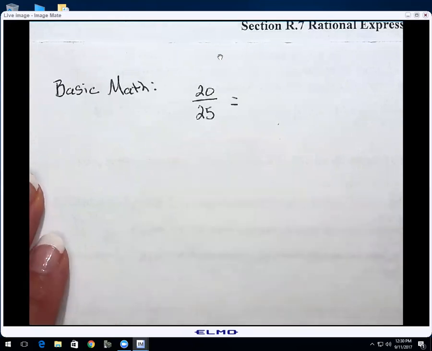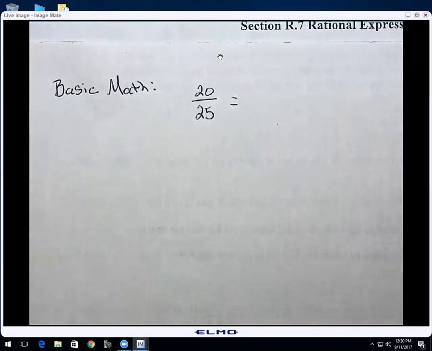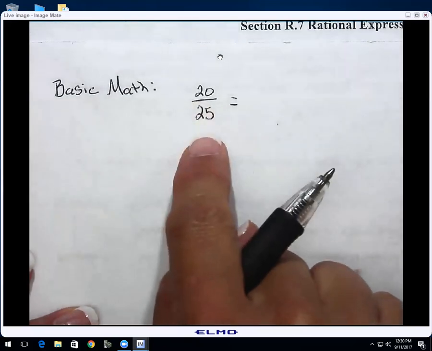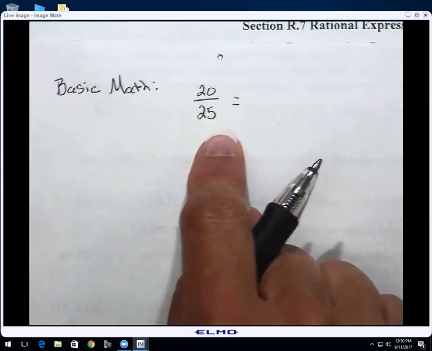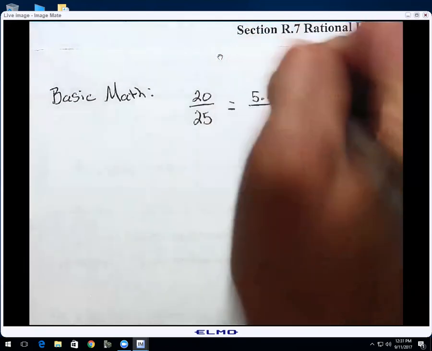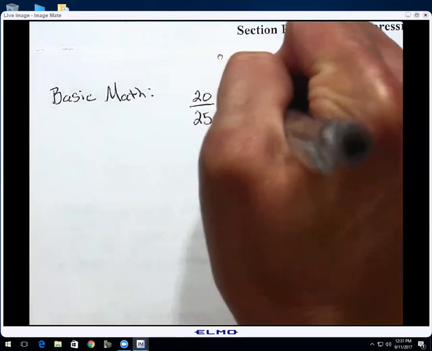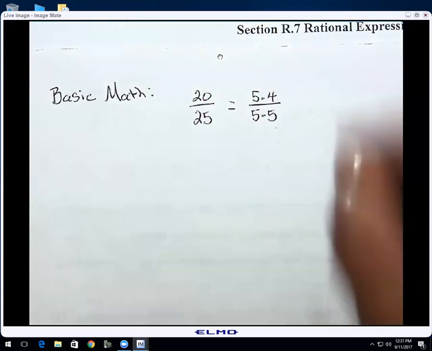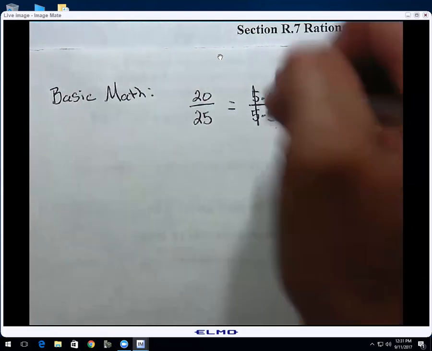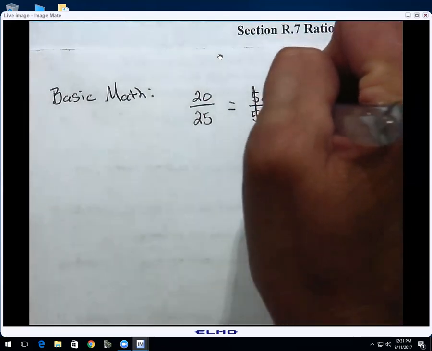Now, the way you may have started out, I mean, now we can pretty much do that in our heads, but when we started out simplifying fractions in basic math, we would write both numerator and denominator in terms of a common factor. We would write the 20 as 5 times 4, and then we'd write the 25 as 5 times 5, and we would cancel the common factors. And we'd say 20 25ths reduces to 4 fifths.